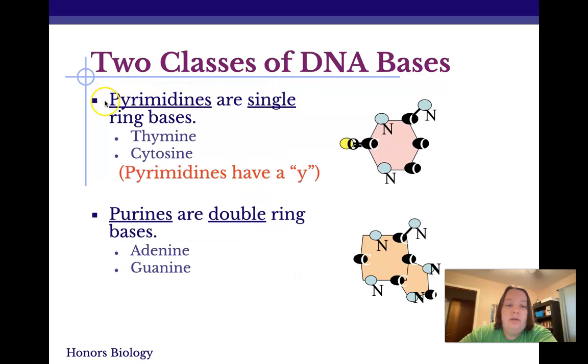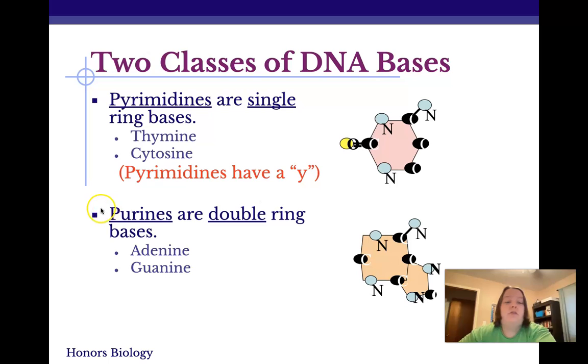We have the pyrimidines. Pyrimidines, really long word, but a small structure, with only 1 ring. The way you can remember these is that both of the pyrimidine bases have Ys: thymine and cytosine both have Ys, and so does pyrimidine. Long word, small structure. So thymine and cytosine are pyrimidines because they have Ys, and long word means a single structure, 1 ring.